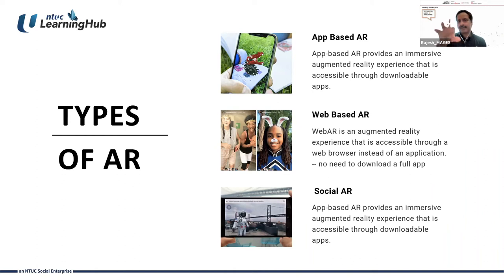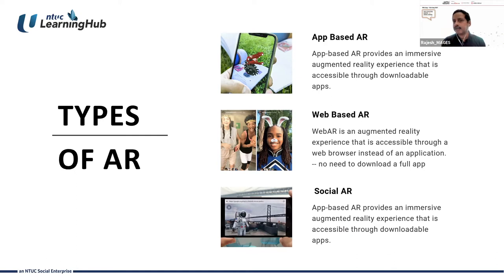So first thing is app-based AR, install on the phone. The second type, web-based AR. That means I don't need to download anything. All I have to do is go to the browser, just type in www.1234, whatever the domain name that you have purchased, just deploy it in that one. That means the user types in the web portal and the experience starts. So that's for web-based AR.